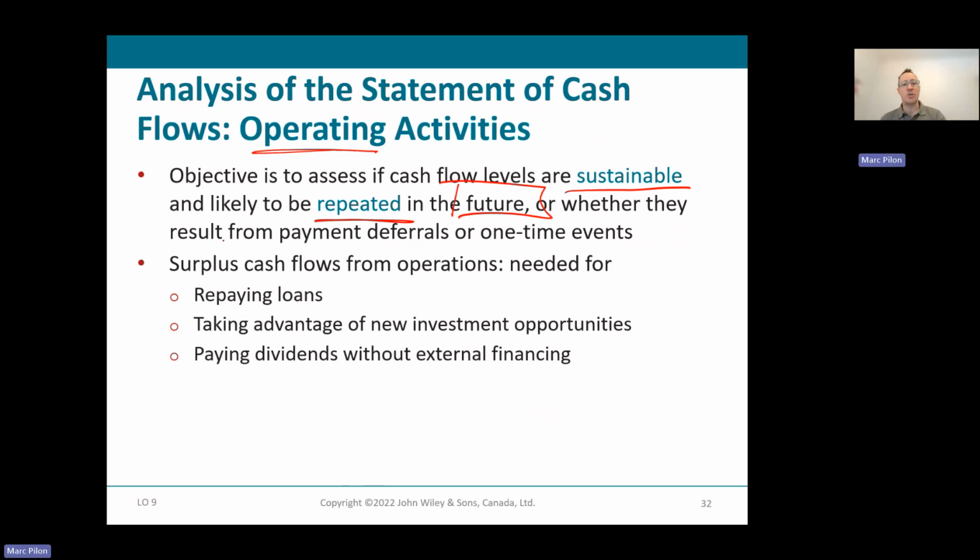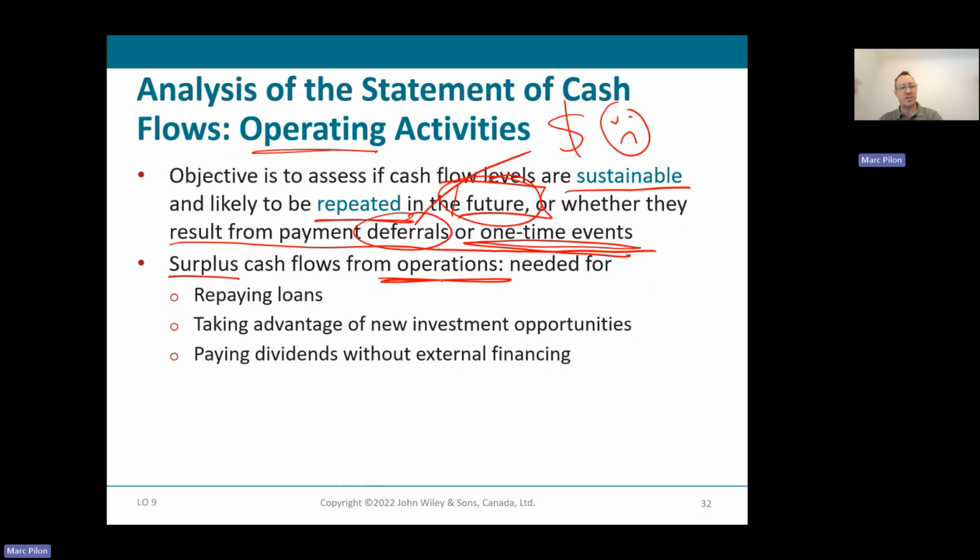And we also want to see, are there any payments that were deferred? Or do we have any big cash payments to make in the future that is going to make us sad? Or are there any one-time events that are not to be repeated? So, okay, get rid of those. What does the future look like in a sustainable fashion? Our cash from operating activities that we realize now, is it sustainable in the future?